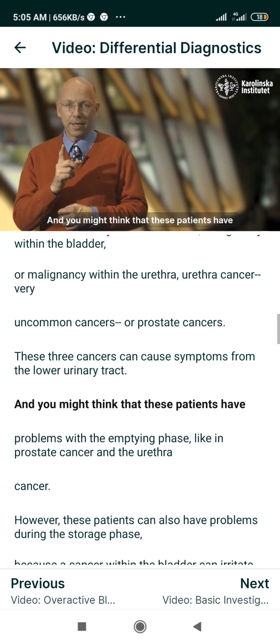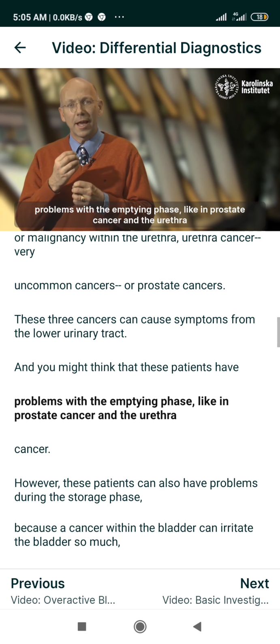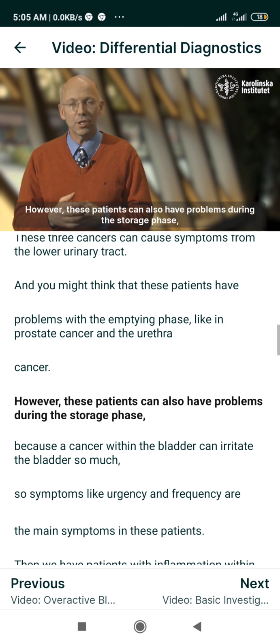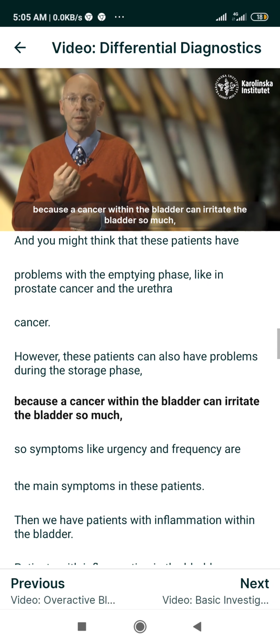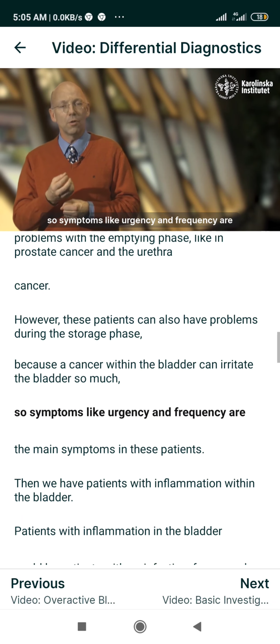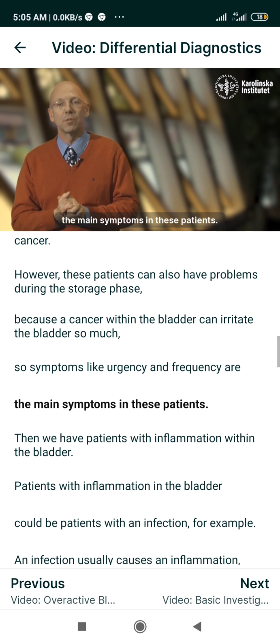And you might think that these patients have problems with the emptying phase, like in prostate cancer and urethral cancer. However, these patients can also have problems during the storage phase, because a cancer within the bladder can irritate the bladder so much that symptoms like urgency and frequency are the main symptoms in these patients.